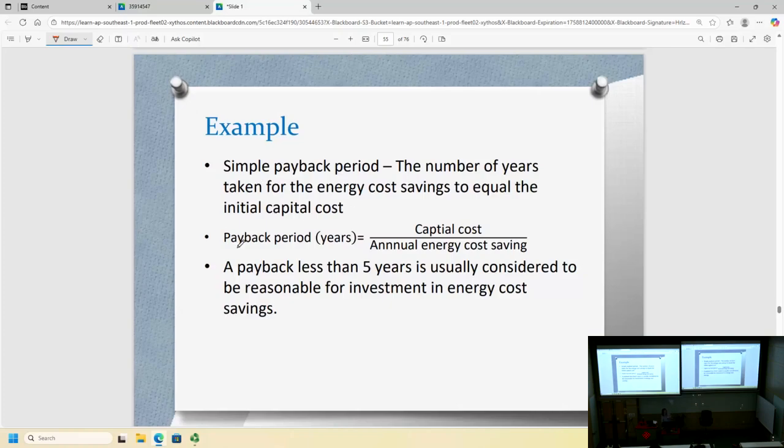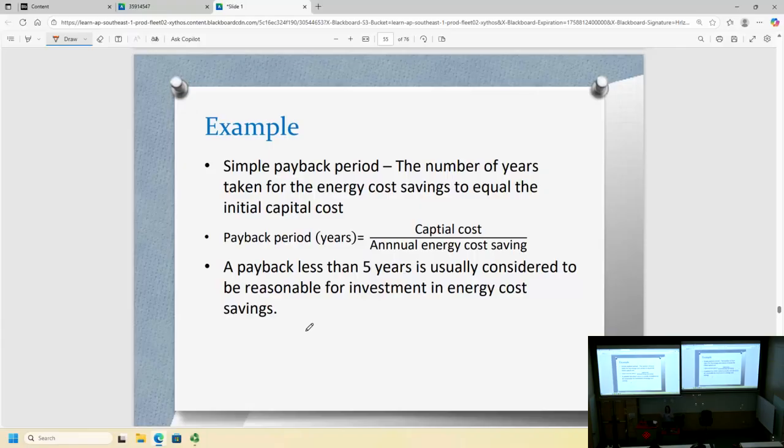So the simple payback period will be the capital cost, so how much you spend for installing that renewable energy system, and then divided by the annual saving of the energy cost. So this is the simple payback period. And a payback period of less than 5 years is usually considered to be reasonable for investment in energy cost saving. So if it is too long, then probably not a good choice.